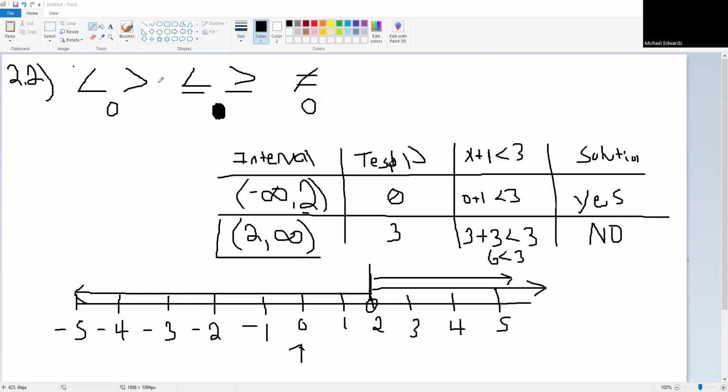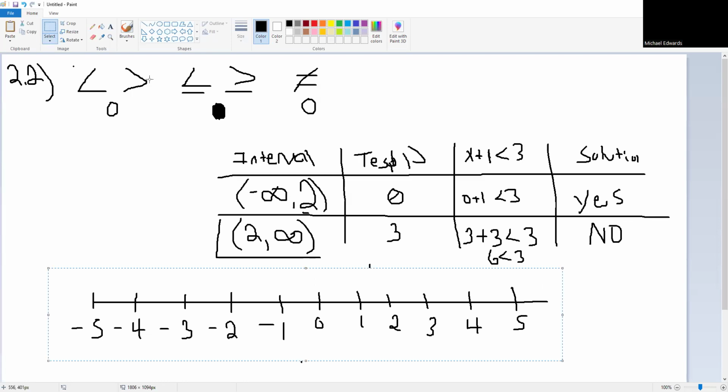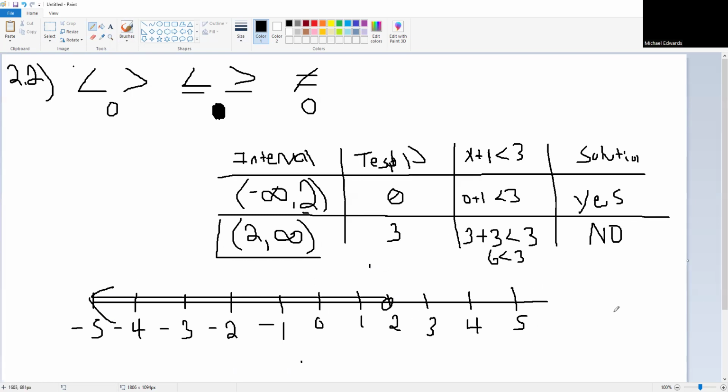So now you can say that the solution to this interval is negative infinity to 2. So you could graph that, and we have a solution going that way. And that's our solution. We know that this is not a solution, so the only solution is this guy. That's the answer. Okay.